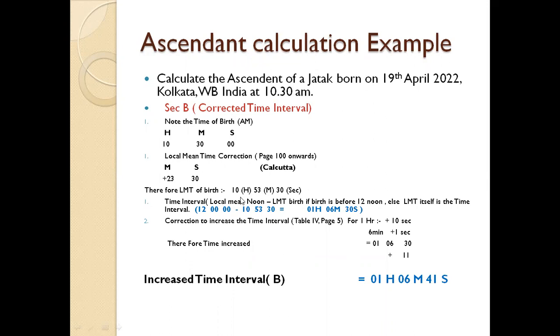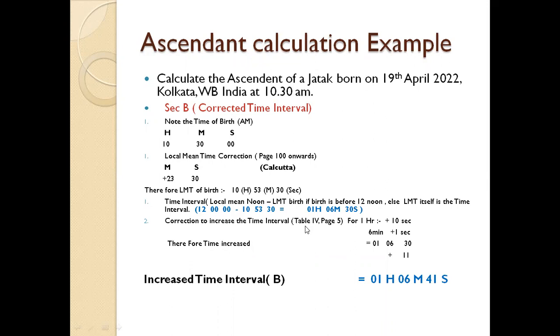If the birth is before 12 noon, we have to subtract it from 12. And if it is after 12 noon, then we have to consider it as the LMT correction. So here we are subtracting it from 12 noon. We are getting 12 minus 10 hours, 53 minutes. We are getting 1 hour, 6 minutes, and 30 seconds.